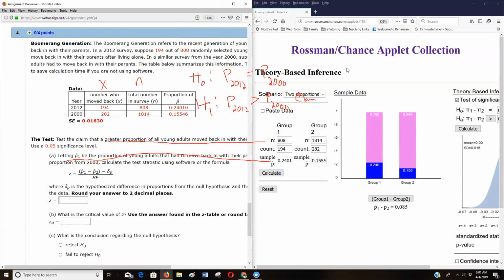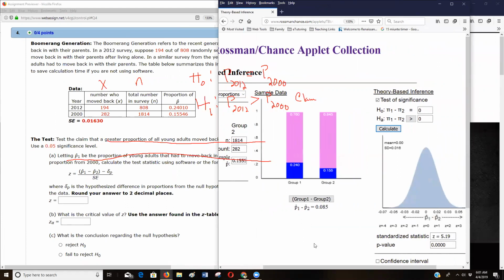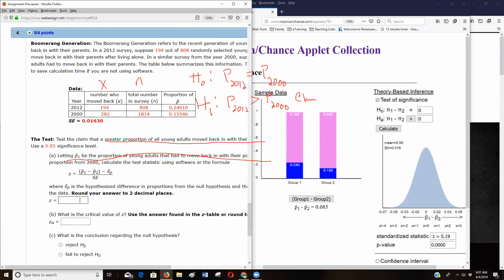So let's see, what am I saying? The test statistic is 5.91. Good. They only want two decimal places, so that's good. That's not going to cause me a headache. What is the critical value of z? So let's find that critical value of z.